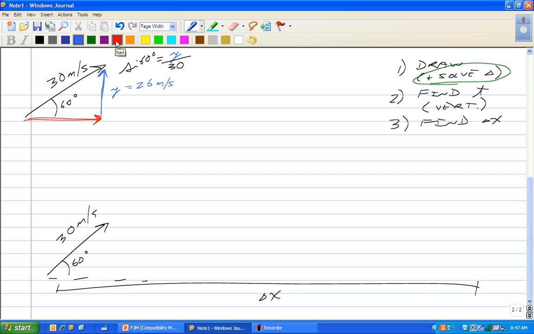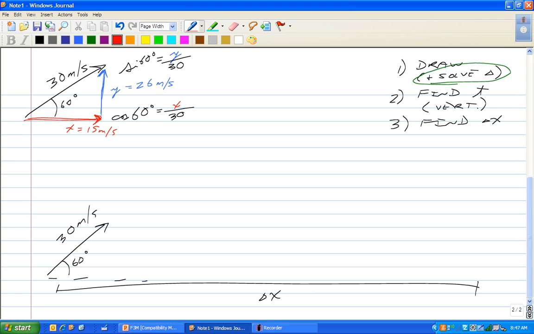Alright? And then the red x, I'm going to use what function? Good. Cosine 60 degrees. We call that red x over 30. In which case, that x is 15 meters per second. So again, just for emphasis, to say that it's going 30 meters per second at an angle of 60 degrees means that it's going 26 meters per second in the up direction at the same time it's going 15 meters per second in the right direction.